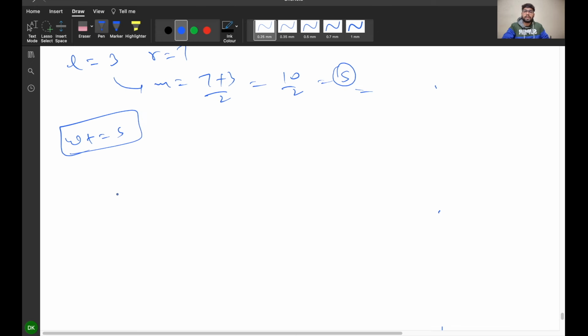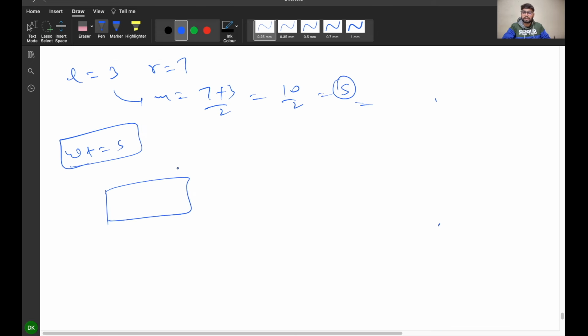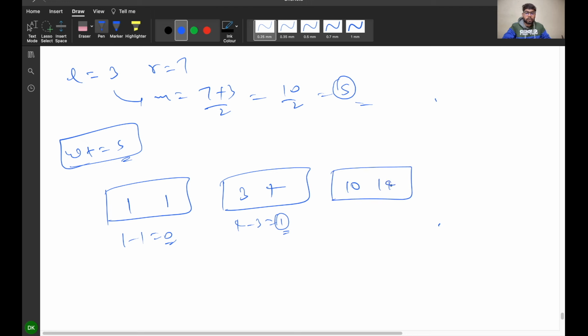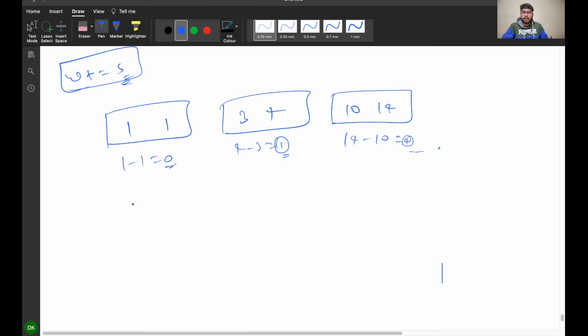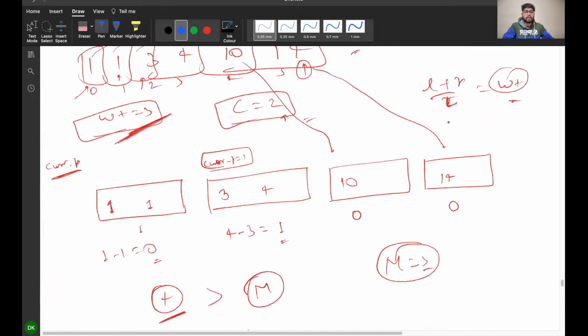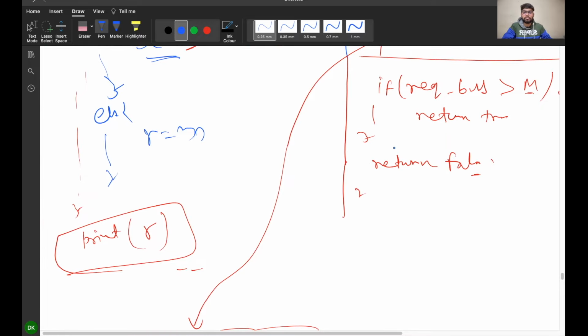So again I have to calculate the number of required buses. For the first bus I have 1 and the waiting time is 1 minus 1 is 0, this is less than the waiting time. Again in my second bus 3 and 4 minus 3 is 1, and this is less than 5. And again I am placing 10 and 14 into the last bus, and 14 minus 10 is 4, and 4 is less than 5. And after that I just exit the loop, and while exiting this loop I found my required buses, that is 3, and this is equal to M. Okay, and if my required bus is equal to M, then I just return false and update my R.